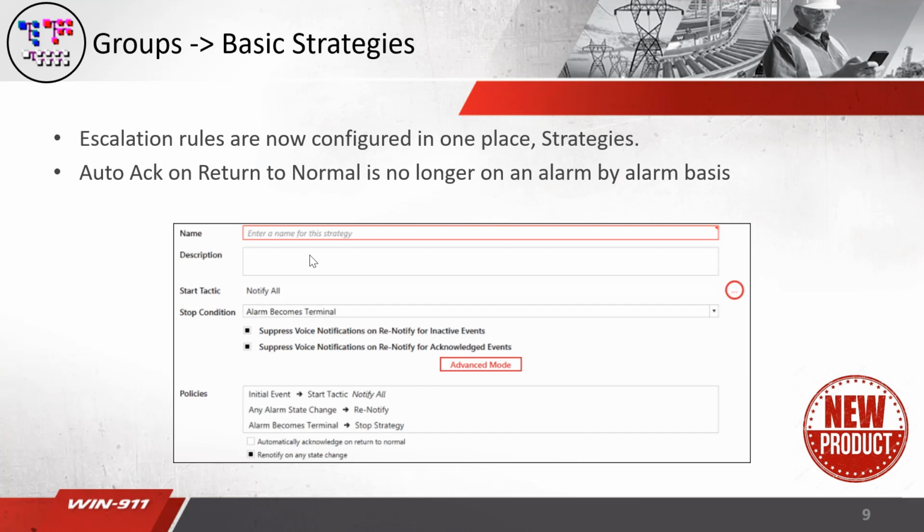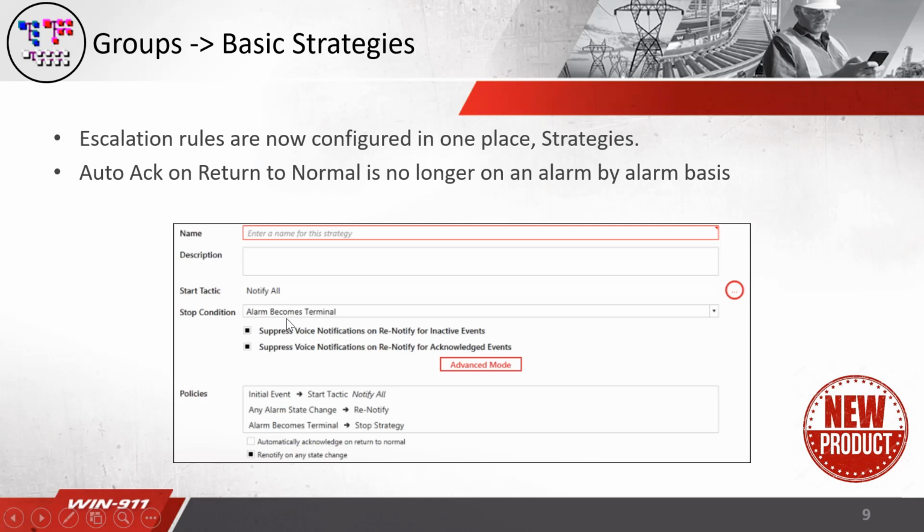Now, another new piece of terminology is a strategy. These strategies are policies of actions to put in place for your starting, stopping, and re-notifying. These strategies are used to point to your tactic or your call out. So say, for example here, you can create a new strategy and give it a name. You can define when to start, stop, and re-notify. So on this one, we will stop the call out if the alarm becomes terminal.